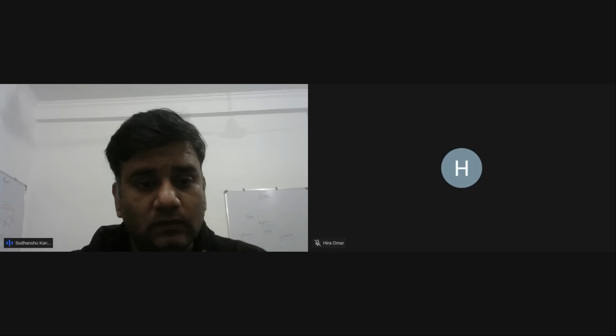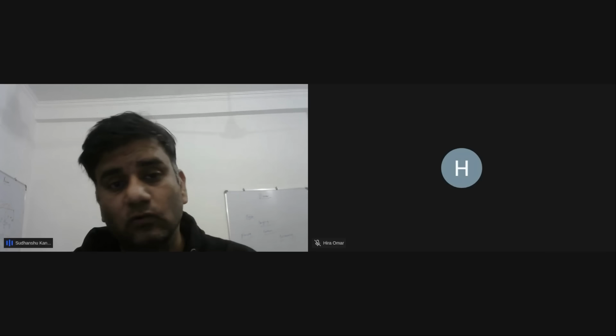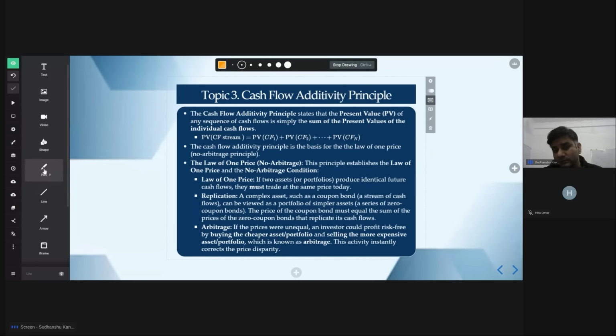So next one is your cash flow additivity principle, right? When you talk about the cash flow additivity principle, basically it states that the present value of any sequence of cash flows is simply the sum of the present values of the individual cash flows, right? So again, this is pretty straightforward, you just add the cash flows. Any sequence, it doesn't matter which sequence you are adding, but ultimately you have to bother about the total value.